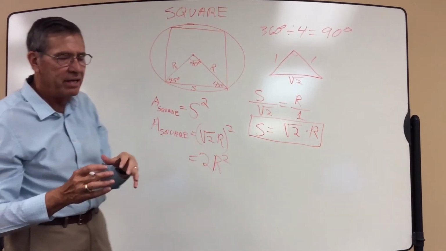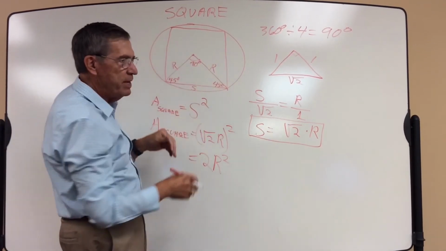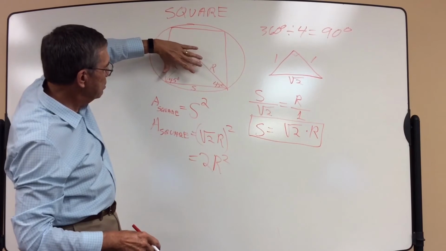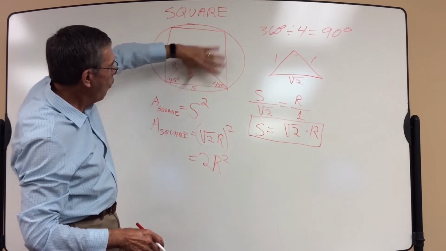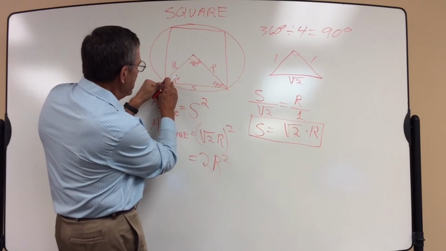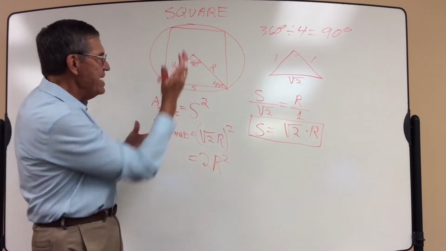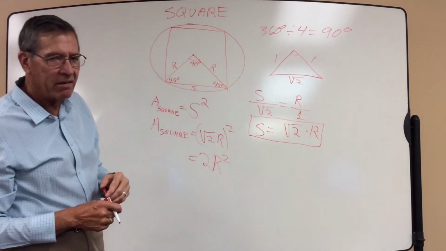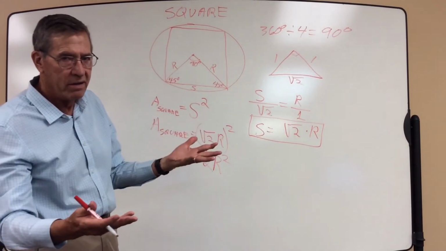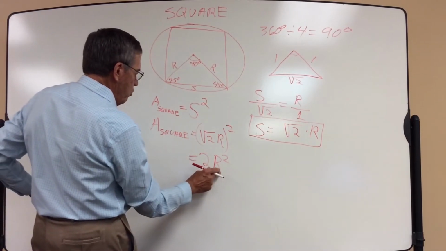I remember back in the triangle we had divided up into 3 different pieces. We did divide this into 4 pieces, but because we can immediately get an expression for S in terms of R, we can go right to the area calculation. We don't have to multiply by 4. That takes care of the whole square. So here we have area of the square is 2R squared.